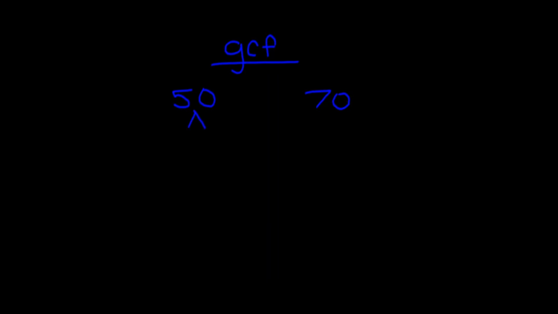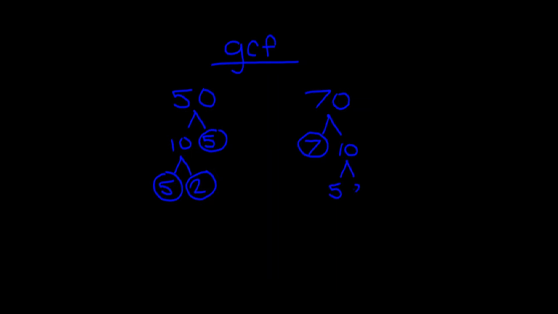50 can also be written as 10 times 5. And then 5 is a prime number, so we are going to circle it. And then 10 can be written as 5 times 2. And both these are prime numbers, so we're going to circle those. And then for 70, we're going to write that as 7 and 10. 7 is a prime number. Then 10 as 5 and 2. And these are both prime numbers.